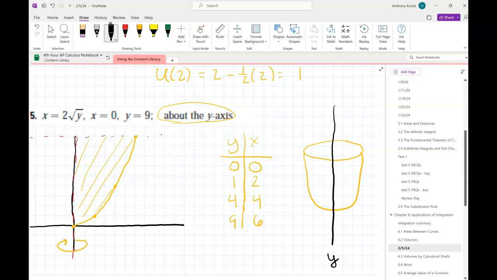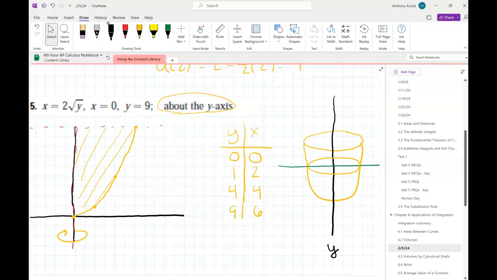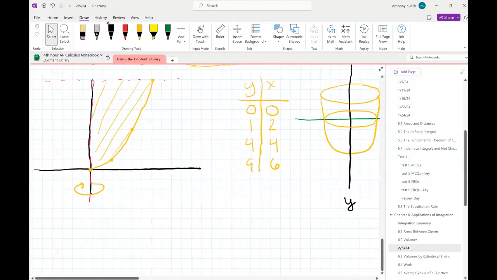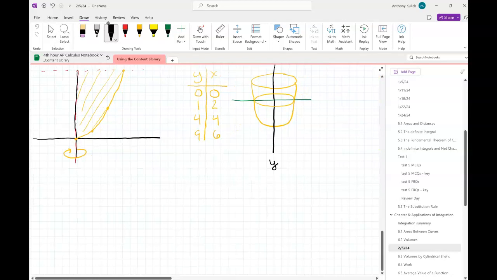There's the y-axis coming through, right? Which way are we going to be slicing? I would say this way. Horizontally, yeah. Then you have circles, right? That's correct. And in general, if you're rotating about a line, your cross sections are going to be circles. Okay? This would be solving in terms of x, right?